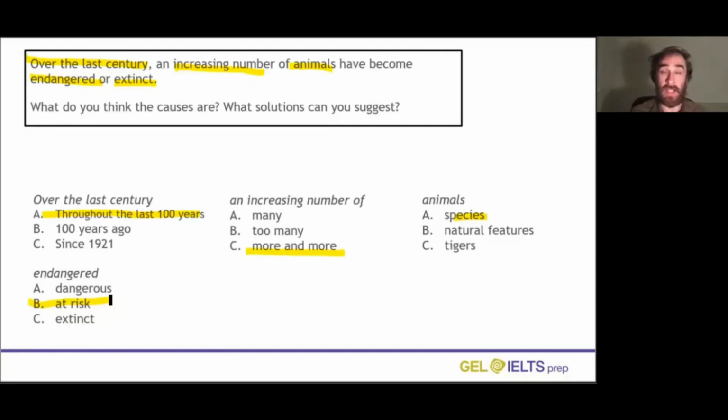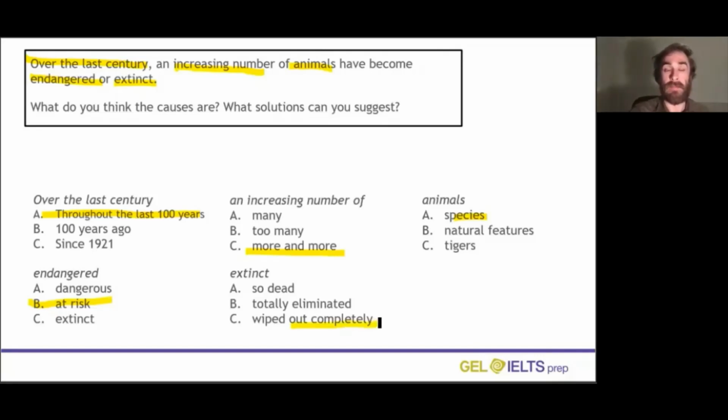Endangered means nearly extinct. So, what would be a good synonym for extinct? Look at the next question below this video and choose from the options A, so dead, B, totally eliminated, or C, wiped out completely. Choose the correct option. The correct answer is C, wiped out completely. So that has the same meaning as extinct.